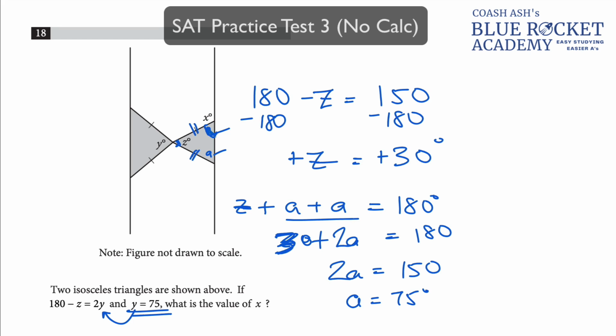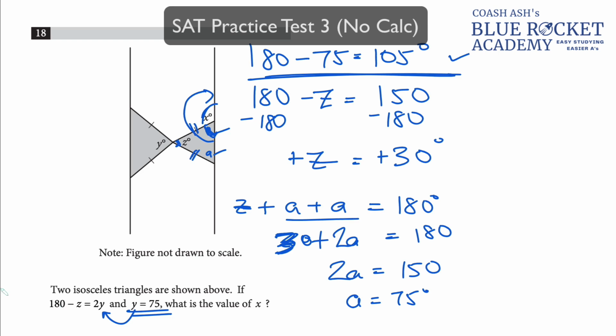If this is 75 and this entire thing is 180, can you guess what this is? Yes, you get 180 minus 75 is equal to this angle x, which is 105 degrees. And so 105 is your answer. Remember the main steps: you plug it in, find the z value, then you find the a value, which is 75, and then subtract it to get 105, which is your final answer.